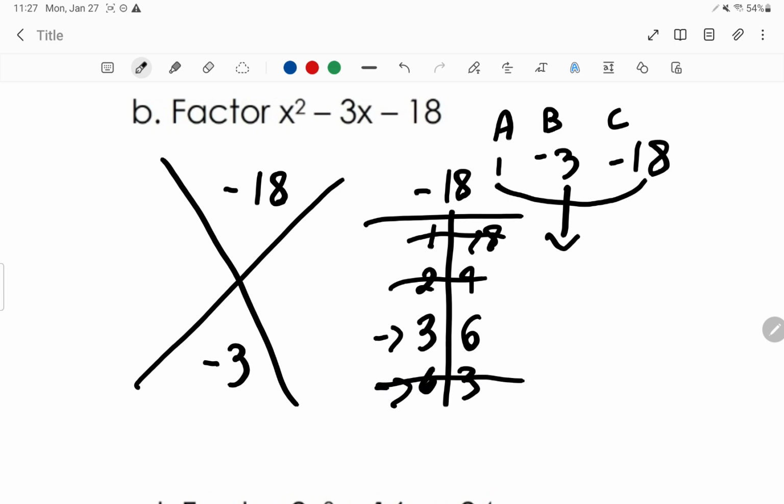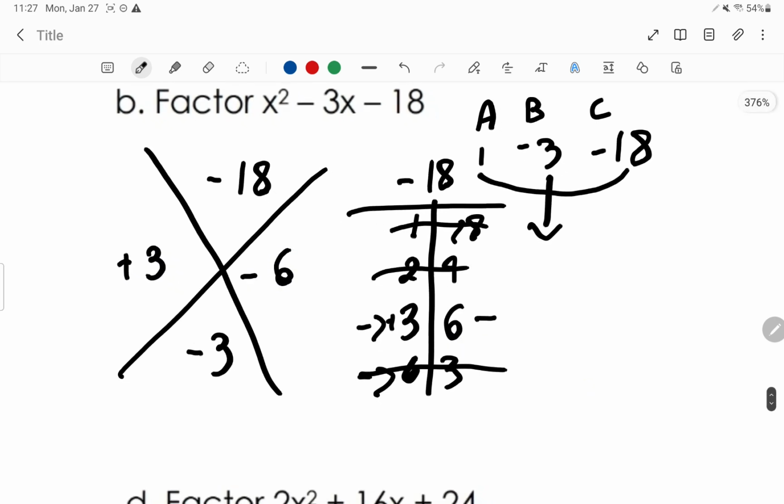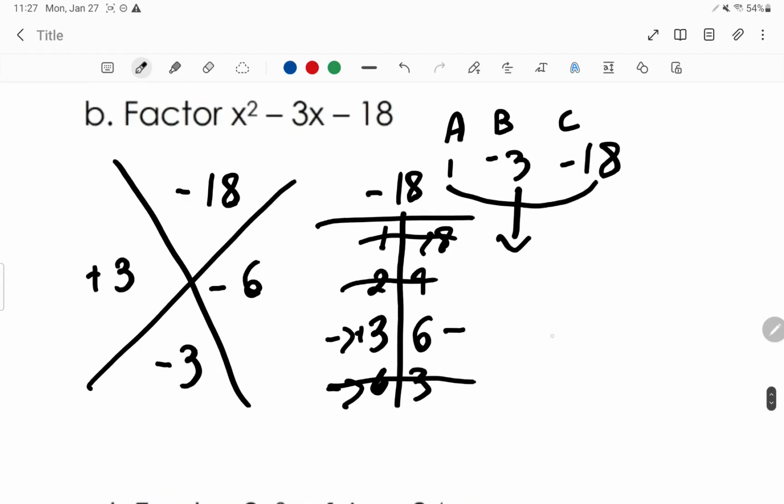Now, which one has to be the negative in order for me to get -3? Well, the big one. So that one's gonna be a plus. Okay, so I'm gonna write them. So it's gonna be +3, -6. Now, we forgot to write it earlier, but we write our answer in parentheses, right? Because we're gonna have to have our two factors.